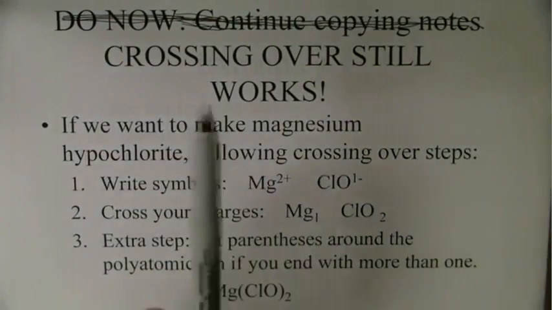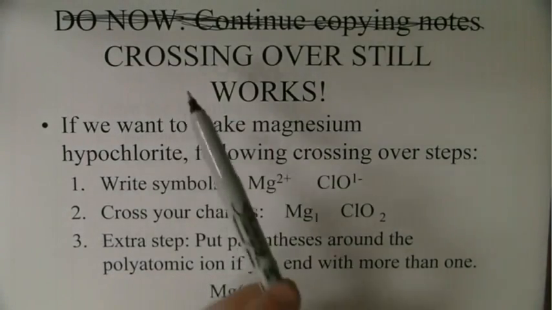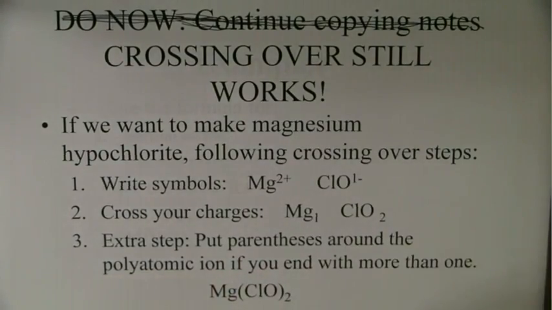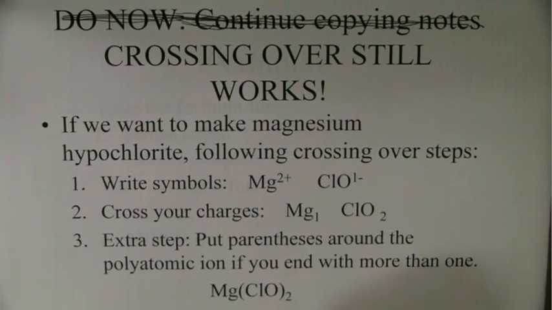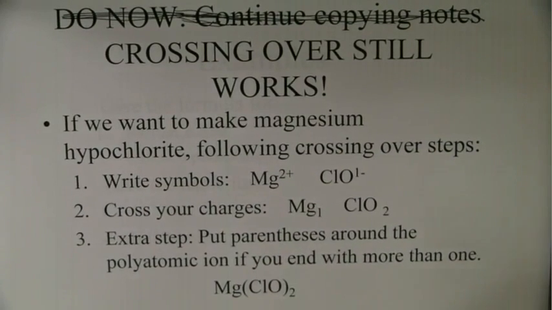So as this says, which is the part you should be paying attention to, crossing over still works. You still cross over in polyatomic ions. When using polyatomic ions, you're still making an ionic compound. It's no different than what we learned before Christmas. It's just the ion's a little bigger now. That's the only difference.